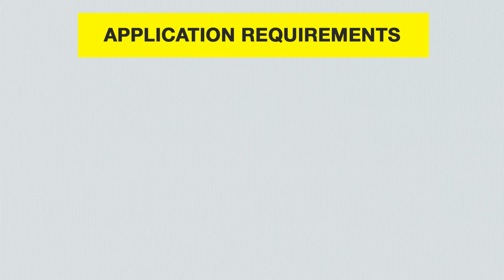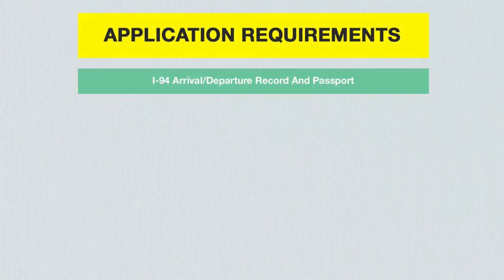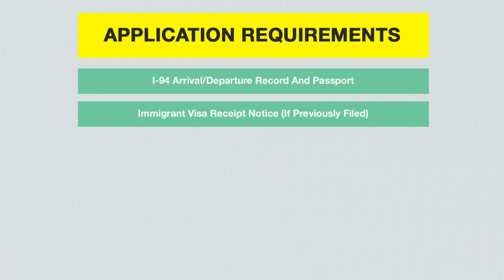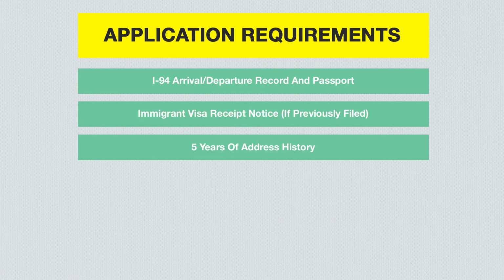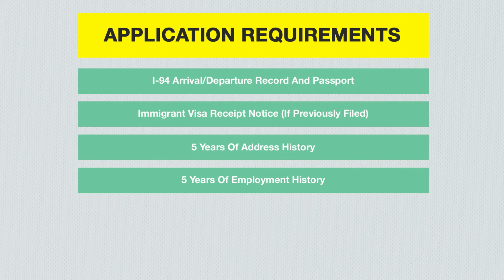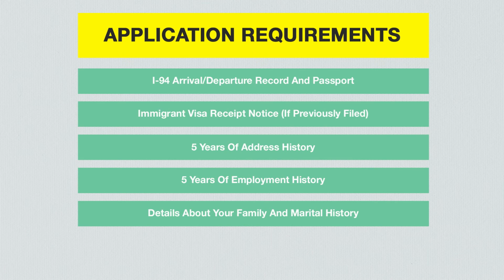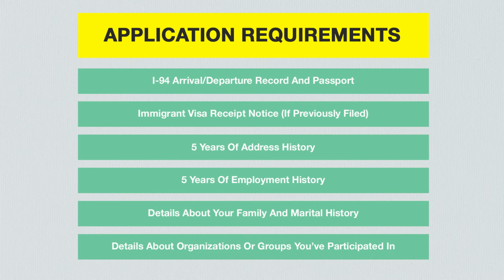Although requirements vary based on the immigrant category you will use to apply, here's what most family-based applicants need to have ready in order to prepare the application. I-94 Arrival Departure Record and Passport. Immigrant Visa Receipt Notice if previously filed. 5 years of address history. 5 years of employment history. Details about your family and marital history. Details about organizations or groups you've participated in.